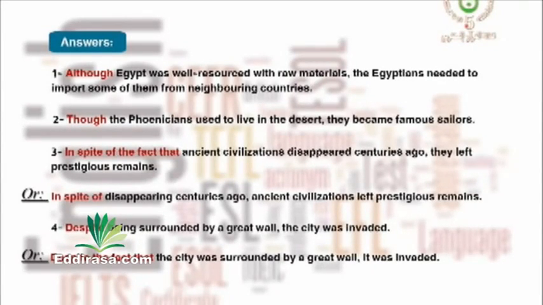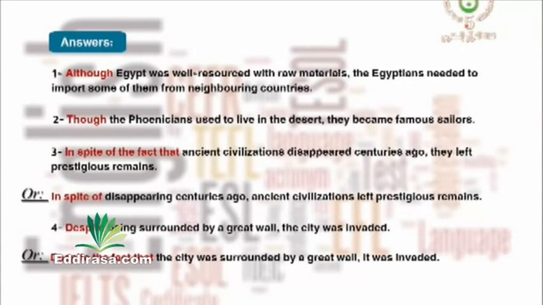Sentence 3. Here we have two possibilities because the link word is in spite of, so we can use it with the fact that or with the noun phrase or the gerund. Good, let's correct. In spite of the fact that ancient civilizations disappeared centuries ago, they left prestigious remains. Here we use the subject and verb. Or we can say, in spite of their disappearance centuries ago, ancient civilizations left prestigious remains. In the second example, we use the noun phrase. The last one.